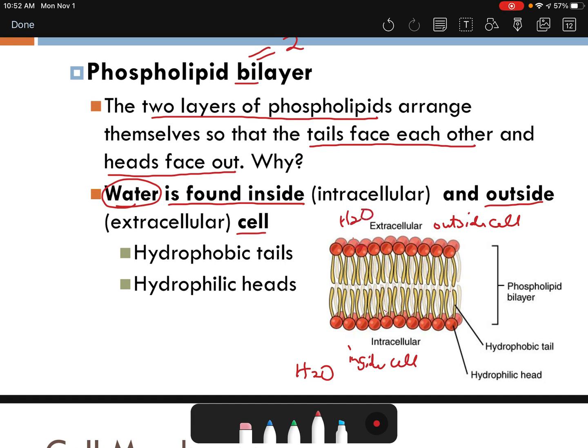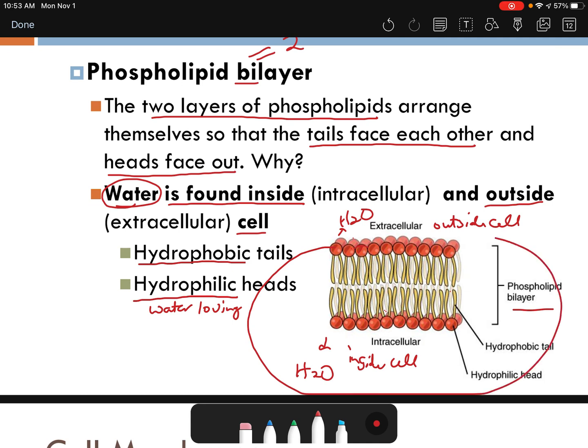Remember, the heads are hydrophilic, water-loving. So the heads are always going to face wherever there's water because they're attracted to that water, okay? The tails are hydrophobic, so they don't want anything to do with water, so they just turn themselves away, and that's why they face each other. So this is our phospholipid bilayer. And this would stretch all the way around a cell, okay, to form that cell membrane that goes all the way around the cell. So it's not just a single layer. When we think of the cell membrane, it's actually made up of two layers of these phospholipids that go all the way around.